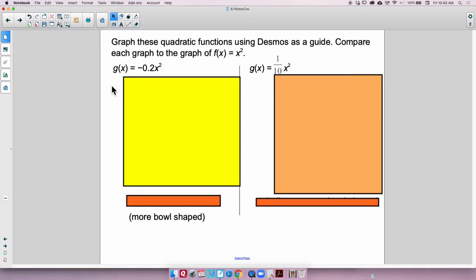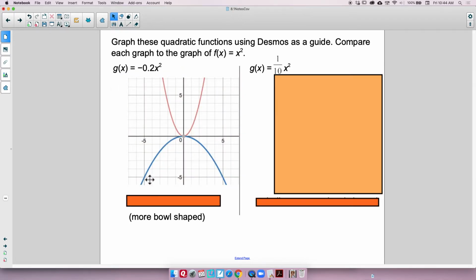And hopefully that worked well for you. And hopefully when you graphed it, you got something that looked like this. Again, this is our f of x equals x squared. This is our -0.2 x squared one. So how would you describe it? Well, it opens down and it's shallower, which means it's more bowl-shaped rather than steeper. Okay. So go ahead and do the same thing for g of x equals 1/10 x squared. So pause the video, go to Desmos and do that, and then describe what you see.